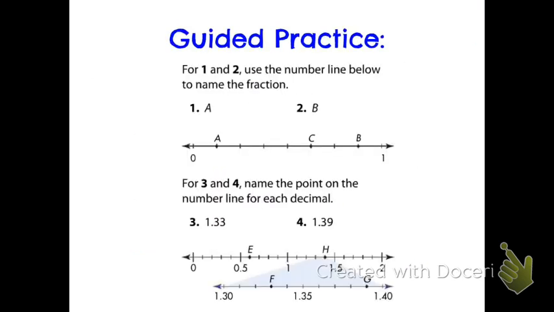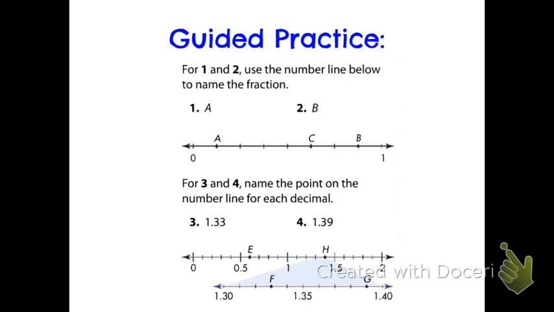Now, in your notes, I want you to see if you can take a look at number 1 and number 2. It says use the number line below to name the fraction. The first thing that we need to do is figure out how many total parts we have in this section. So you are looking for letter A and letter B with a fraction that represents each one of those. When you've done that, then we're going to take a look at 3 and 4. It says to name the point on each number line for the decimal.